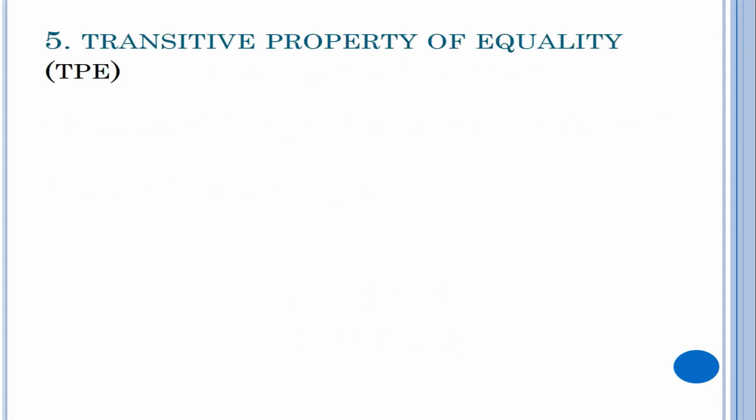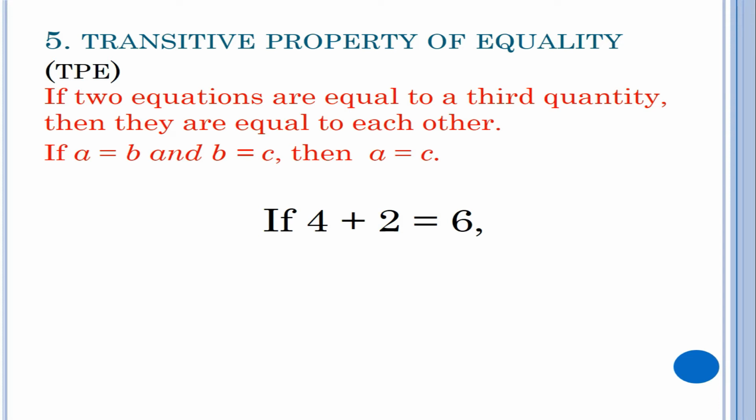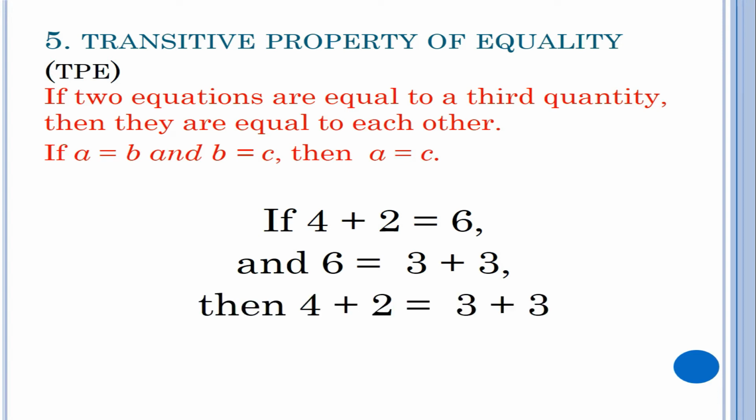The fifth property is the transitive property of equality, or the TPE. If two quantities are equal to a third quantity, then they are equal to each other. If A is equal to B and B is equal to C, then A is equal to C. For example, we have 4 plus 2 equals 6 and 6 equals 3 plus 3, and then we can say that 4 plus 2 is also equal to 3 plus 3.